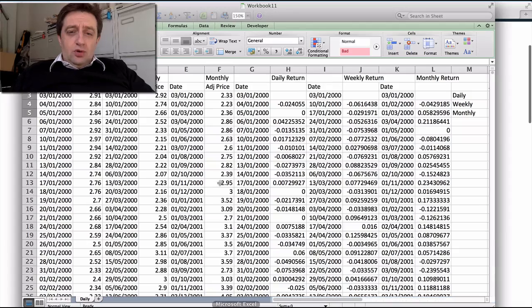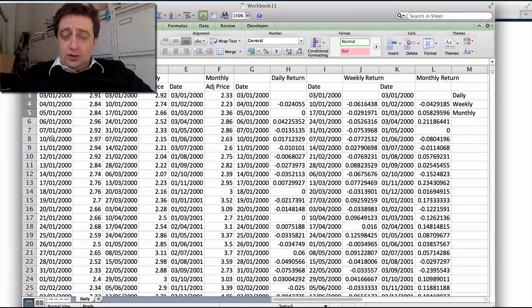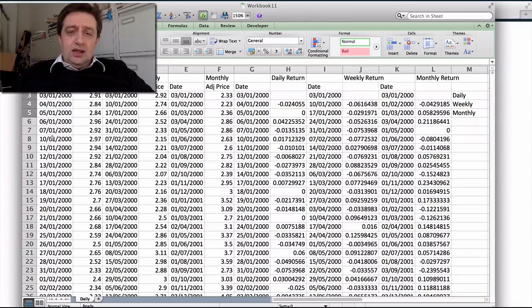Now I've already done this, and what you can see is I've done it for daily, weekly and monthly data. The data starts at the very beginning of 2000, and the daily data goes up per day, but notice that there's a break for the weekend. The 8th and the 9th is a Saturday and a Sunday where there's no trading, and so you get 5 days of trading a week.